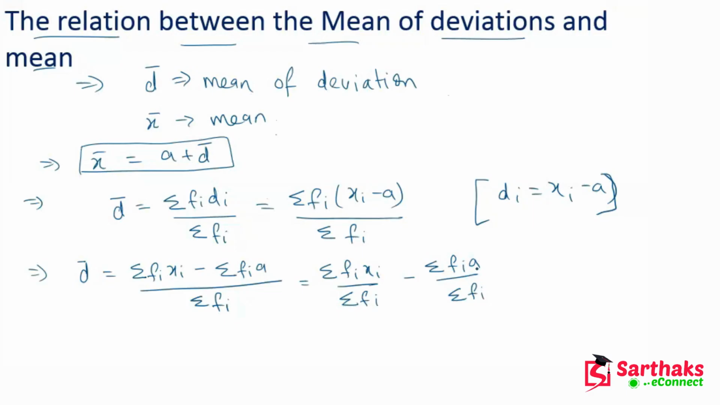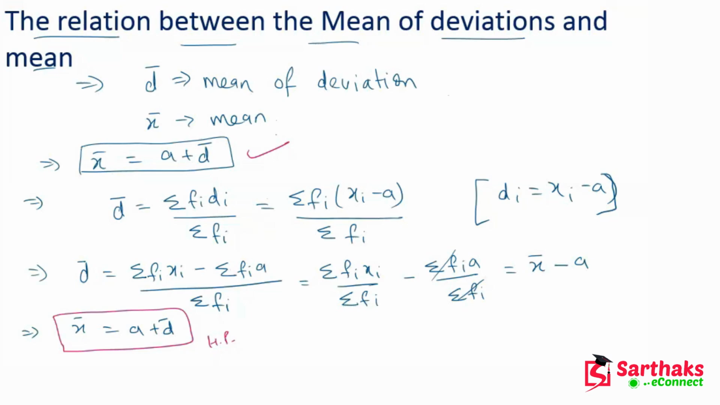Now here, A is what? A is constant, so we can cancel it very easily. So we get, and this will become what? Summation of fi xi upon summation of fi is our X bar. So this is X bar minus A. And if we solve this, we get X bar is equal to A plus D bar. So this is our proof of the formula. Hence proved.